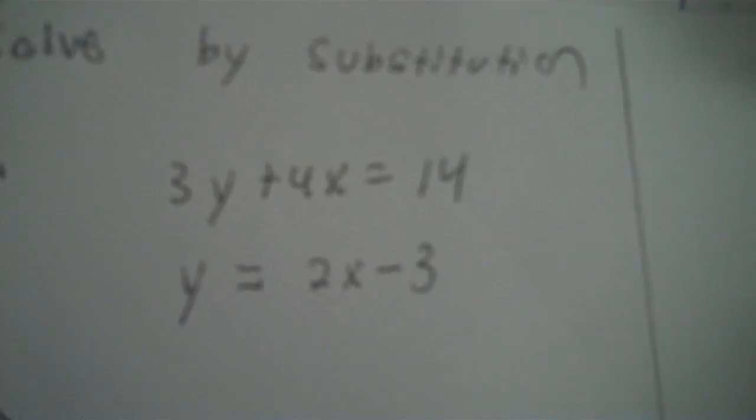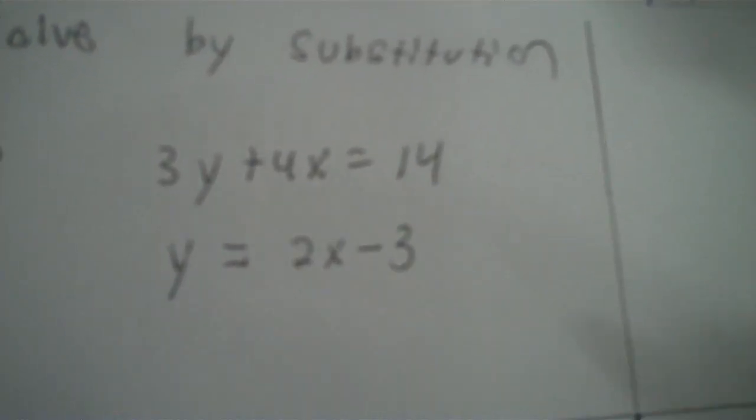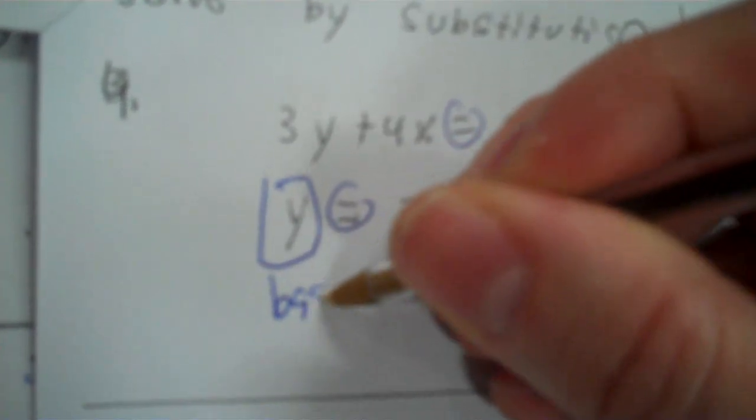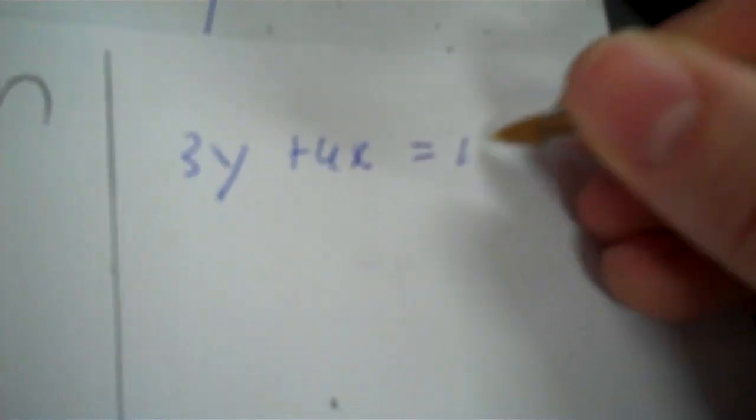Okay, now we are solving without graphing. So we have 3y plus 4x equals 14 and y equals 2x minus 3. Now there's two ways to do this. If you have a letter by itself, which you do, then you're using the substitution method. That's base, replace. So you write the other equation, 3y plus 4x equals 14.